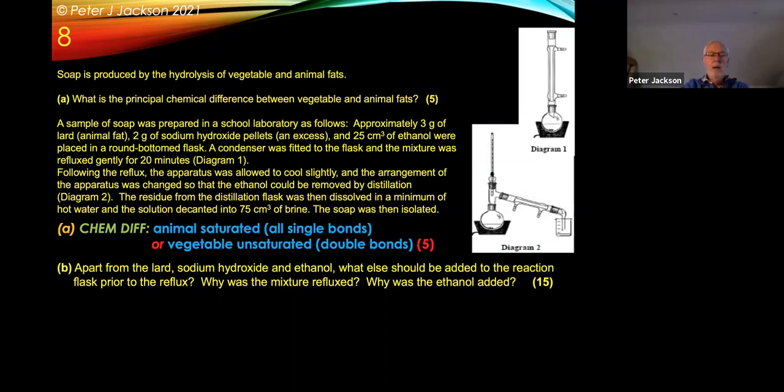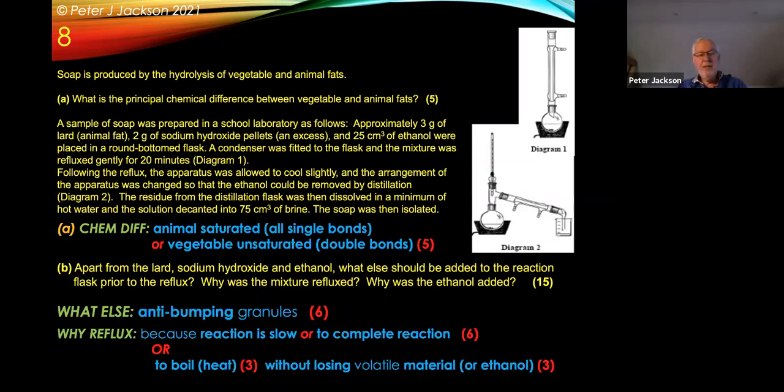So, apart from the lard, sodium hydroxide and ethanol, what else should have been placed in the reaction flask prior to reflux? And why was the mixture refluxed? And why was the ethanol added? So there are 3 questions there. What else was added? Anti-bumping granules. Once you get anti-bumping, that's the important bit. Why reflux? Because the reaction is slow, or to complete the reaction, or to boil or heat without losing volatile components or volatile material or ethanol. Just one way is all you have to say there. 3 marks and 3 marks.